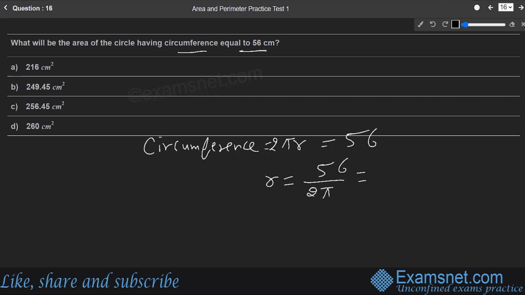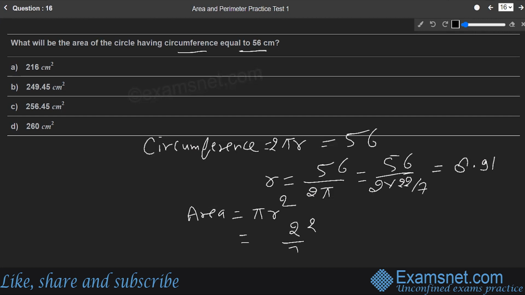Okay, so we need to find out this r value, which is nothing but 56 divided by 2 into 22 divided by 7, which is making r value equal to 8.91 exactly. Now he wants us to calculate the area of the circle. So area of the circle can be calculated using pi r square. So let us find out this value.